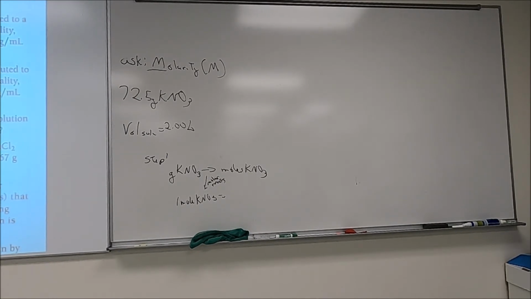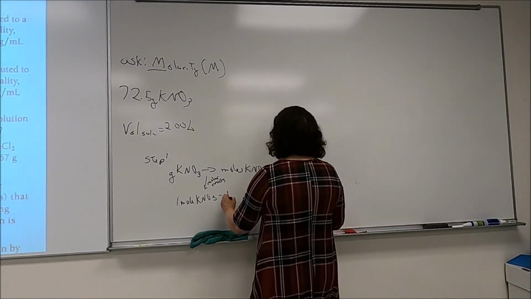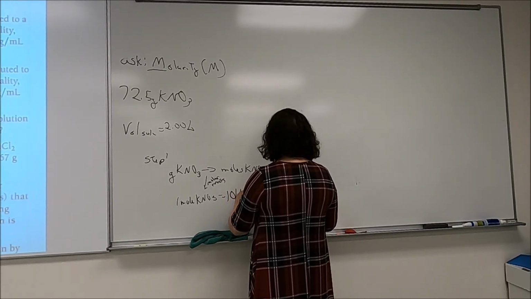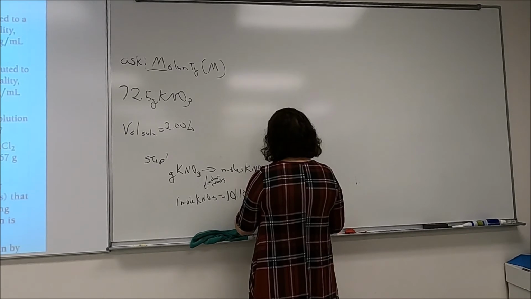So 1 mole of potassium has a mass of 39.0983 plus 1 mole of nitrogen, 14.0067 plus 3 times 15.9994. So 1 mole of potassium nitrate has a mass of 101.1032 grams.